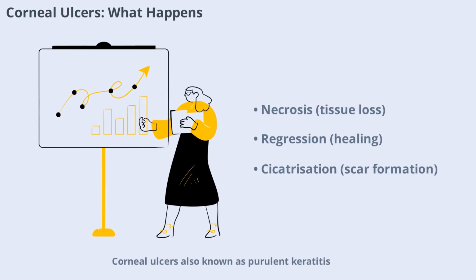Corneal ulcers, also known as purulent keratitis, are a severe form of corneal inflammation. They progress through distinct stages. First, necrosis creates a concave defect. Then, the ulcer regresses as healing begins. Finally, cicatrization occurs, where fibrous tissue forms to repair the damage. These stages are critical for understanding the healing process and potential complications.